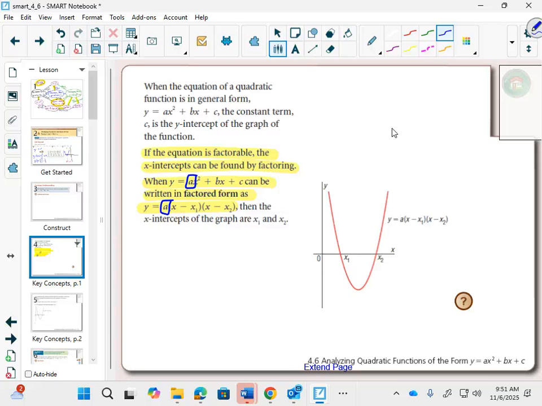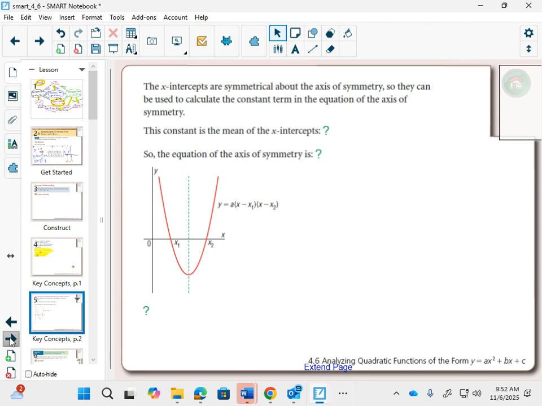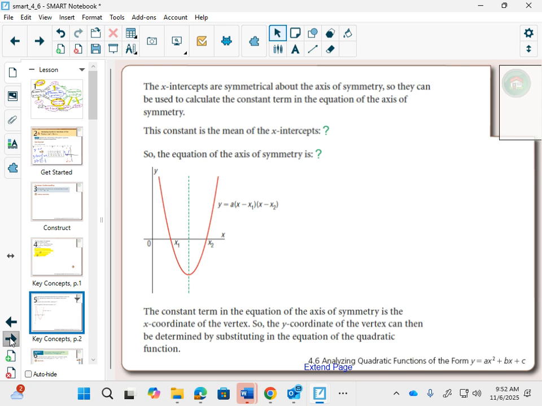If something is factored, though, then you have your two x-intercepts. And if you have your two x-intercepts, then you can also get, this is on the next page here, your axis of symmetry. Because your axis of symmetry is halfway in between your two x-intercepts. So I'm going to highlight that. You can highlight that on the bottom of your graph on page 301.